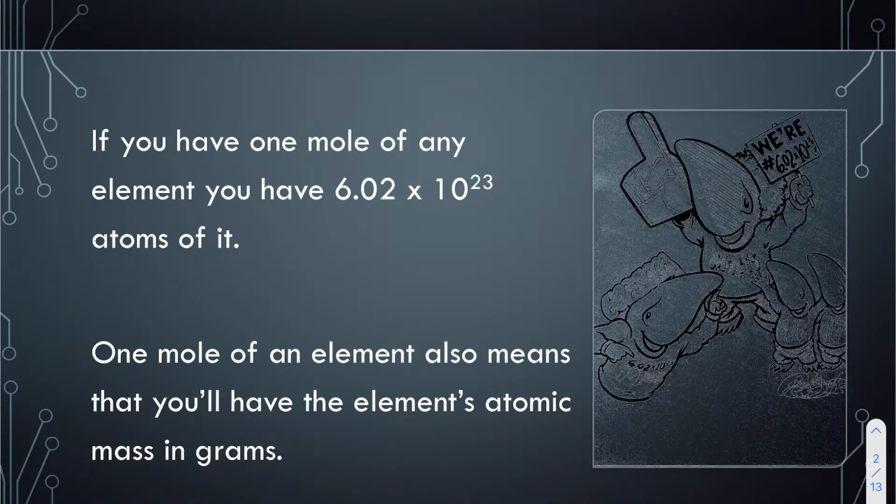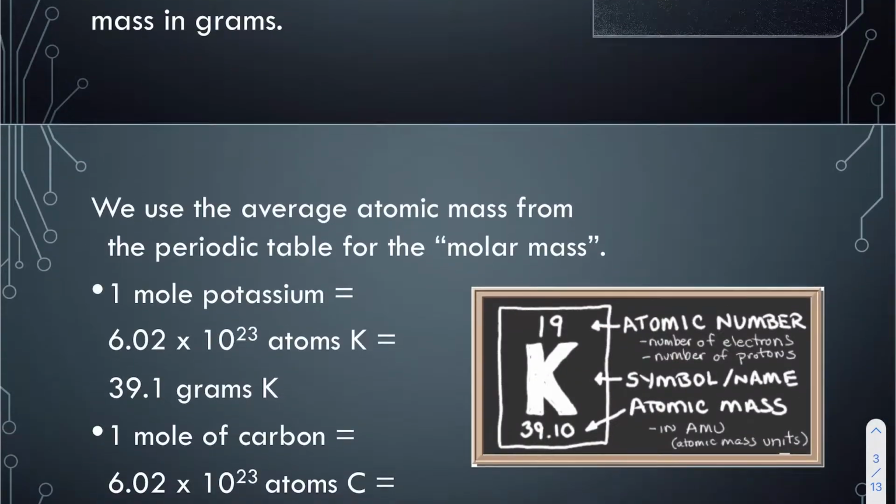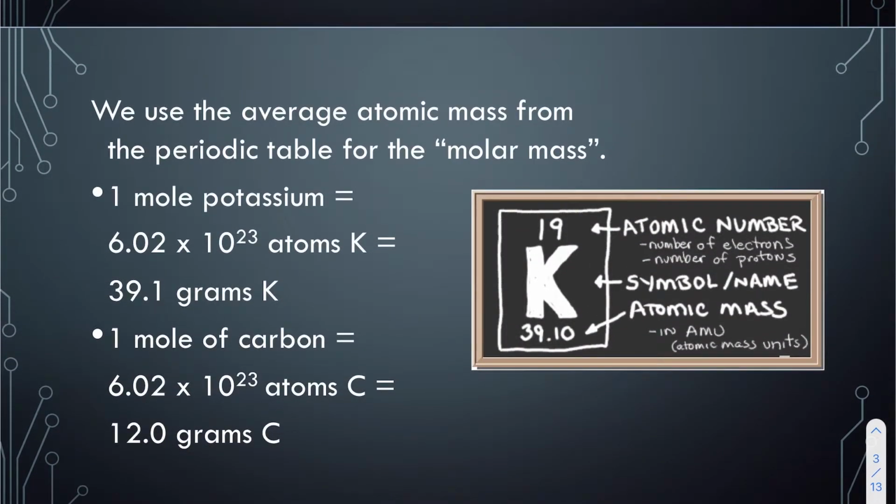1 mole of an element also means you have that element's atomic mass in grams. So take a look at that periodic table and look at the atomic mass, and that is the number of grams of 1 mole of the substance. We use the average atomic mass from the periodic table. Look at your periodic table.